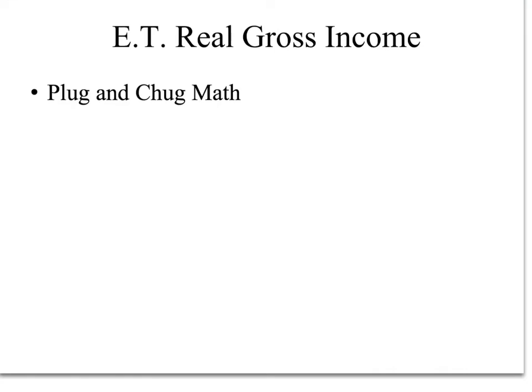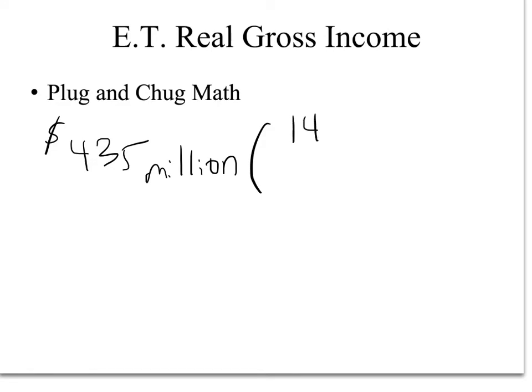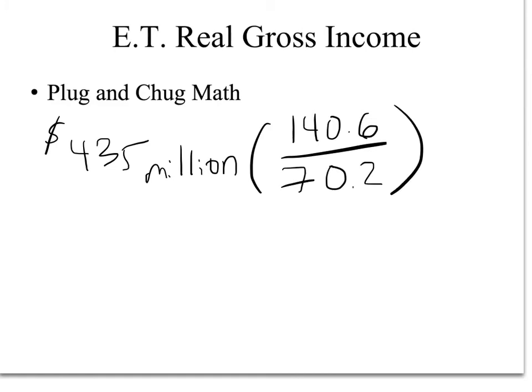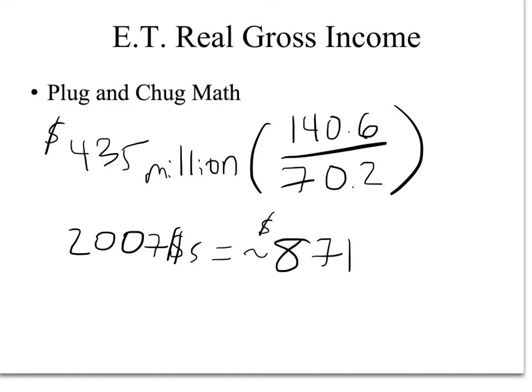Now we're going to do simple plug and chug math. So we take $435 million times the parentheses, the CPI today, or in 2007, 140.6, divided by the CPI back in 1982, which is 70.2. When we multiply this equation out, what we end up coming up with is the value of that dollar amount in real terms, in 2007 dollars, ends up being approximately $871 million.